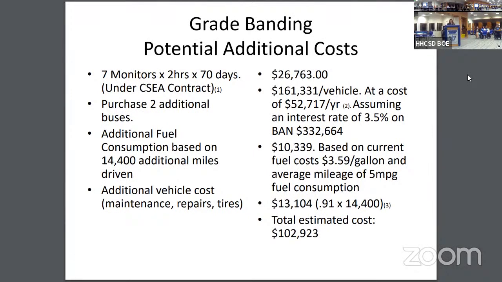Okay, we would also need to purchase 2 additional buses. So that would be a cost of $161,331 per vehicle. The buses would be $332,664. We would assume an interest rate of 3.5%. And so it would cost us $52,717 per year over 5 years, and then we would extend out to the 7 years.